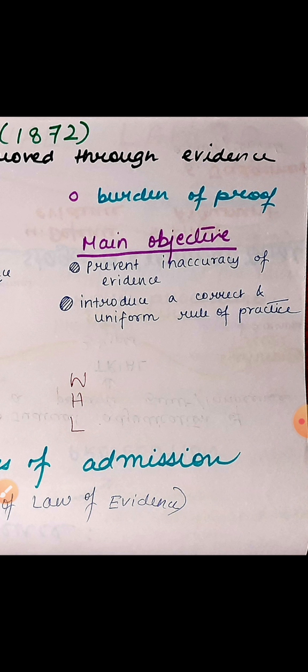There are 2 main objectives of the Indian Evidence Act of 1872. First and foremost, to prevent inaccuracy of evidence, and secondly, to introduce a correct and uniform rule of practice. We must have a consistent rule of practice to include evidences in a court of law, and it should not be arbitrary.